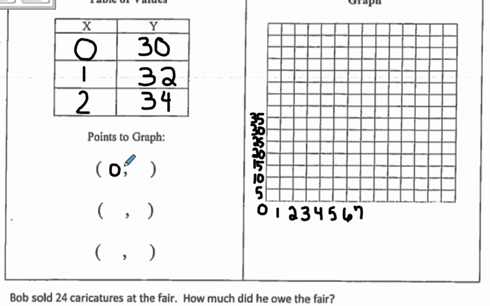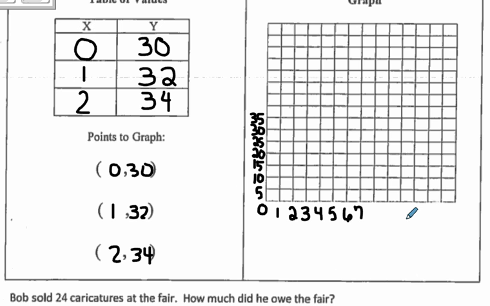So we have 0, 30, 1, 32, and 2, 34. We have our graph over here, and let's not forget to label it. I did go ahead and put the numbers in. I decided to count by 1s in my x direction, and to count by 5s in my y direction. You can count by anything that would work for you.